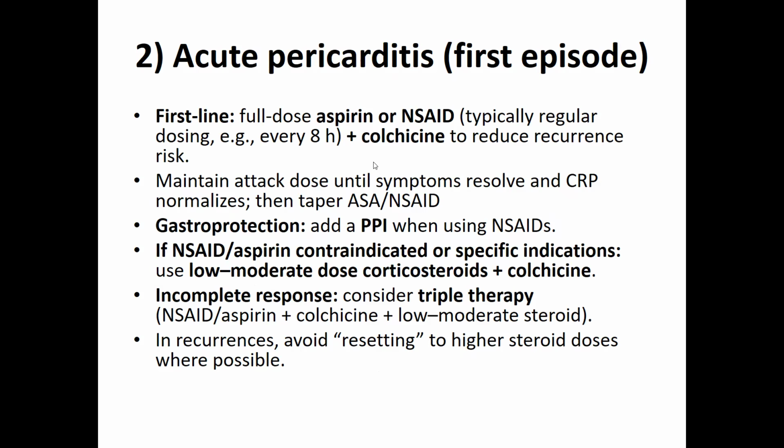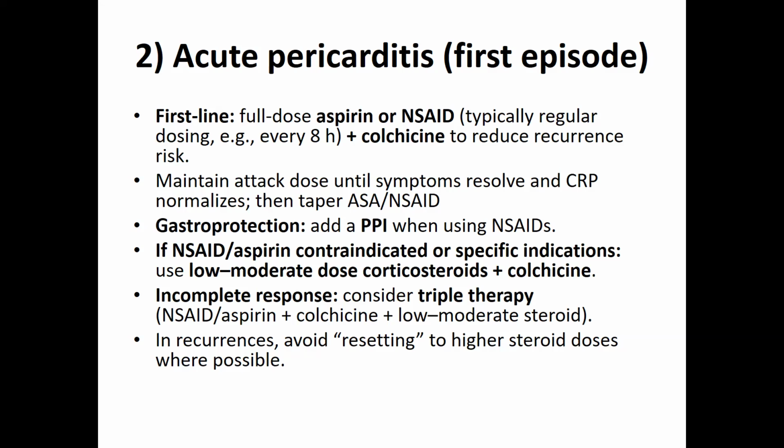Next, acute pericarditis. So we have different kinds, and for each type of pericarditis, there is a treatment algorithm. Acute pericarditis, first episode. We all know first line is non-steroidal, full dose aspirin or non-steroidal anti-inflammatory. Usually we give it regularly, like every 8 hours. Colchicine is a must to reduce recurrence.